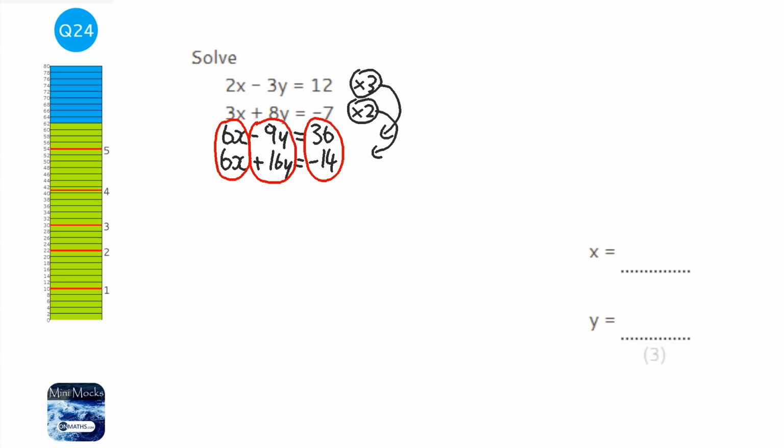And the rule of what we're doing is if we have the same signs, we subtract. And if we have different signs, we add. So looking at the 6x's, we have the same signs, they're both positive, so we are going to subtract. Okay, so 6x take away 6x is nothing, which is good because we want to get rid of that. Minus 9y take away 16y. So minus 9y, and we're going to take away 16y. So we're going to end up with minus 25y.